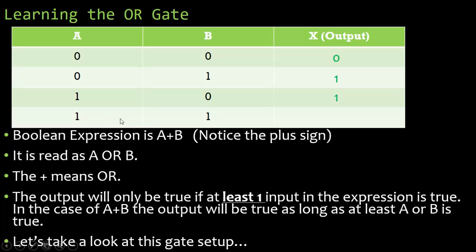And what about when A was 1 and B is 1? Because we have A or B. But remember, with an OR gate, as long as at least one is true, it will give us an output of being true, or an output of 1. It does not have to be one or the other. That is with the XOR gate, which we'll get to momentarily. Let's move on to the next gate.